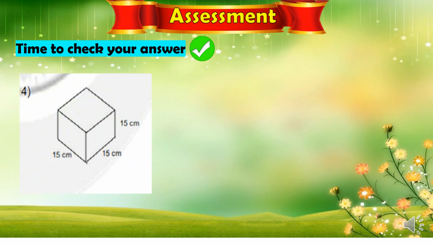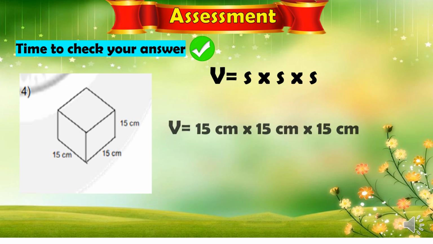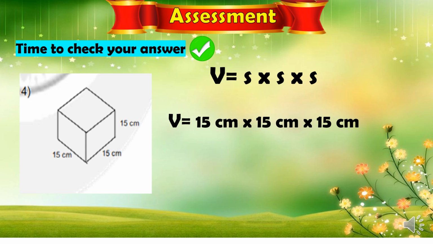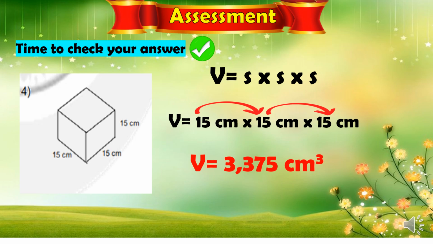And for number 4 figure, again, this is a cube because it has only one measurement, which is 15 centimeters. So again, for the cube, we will be using the formula S times S times S. So let us now substitute for the sides of each cube. We have 15 centimeters times 15 centimeters and then times 15 centimeters. That will give us a volume of 3,375 cubic centimeters.